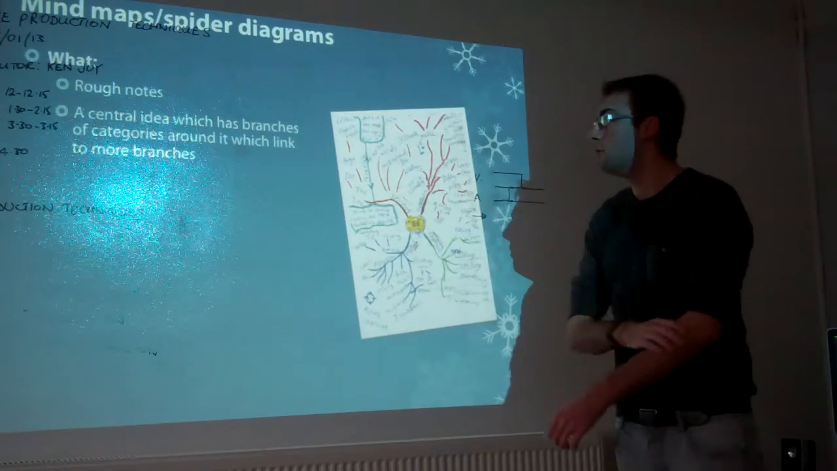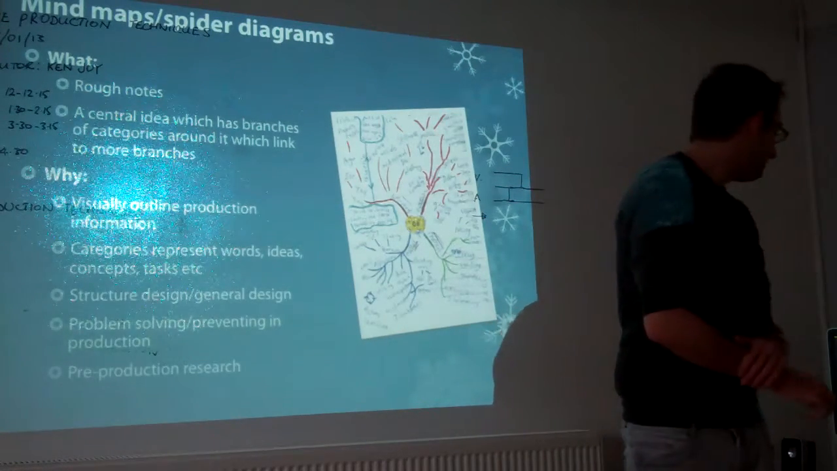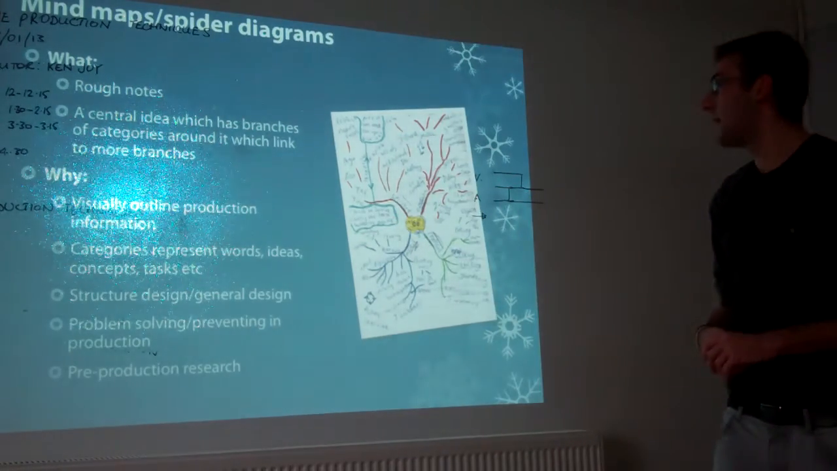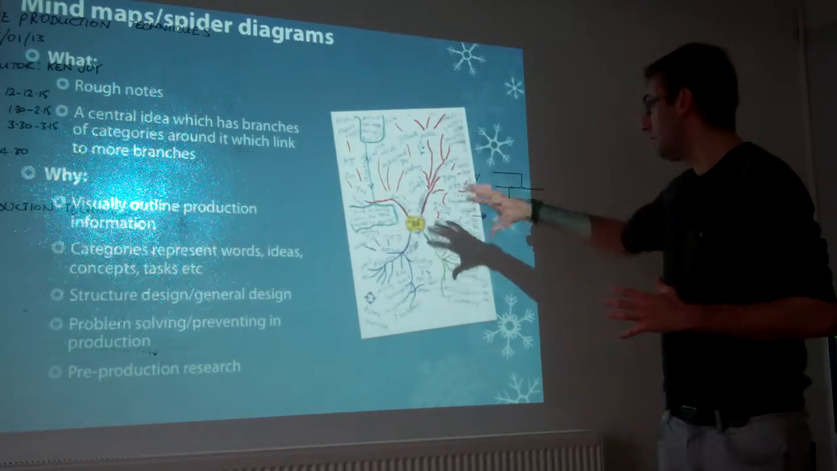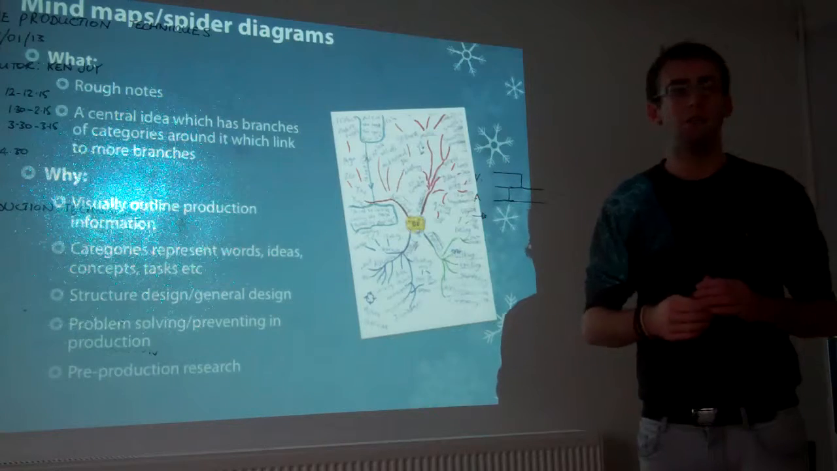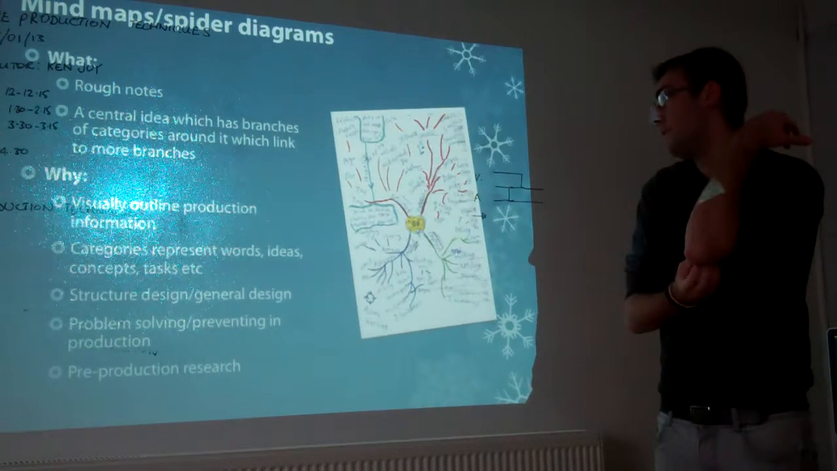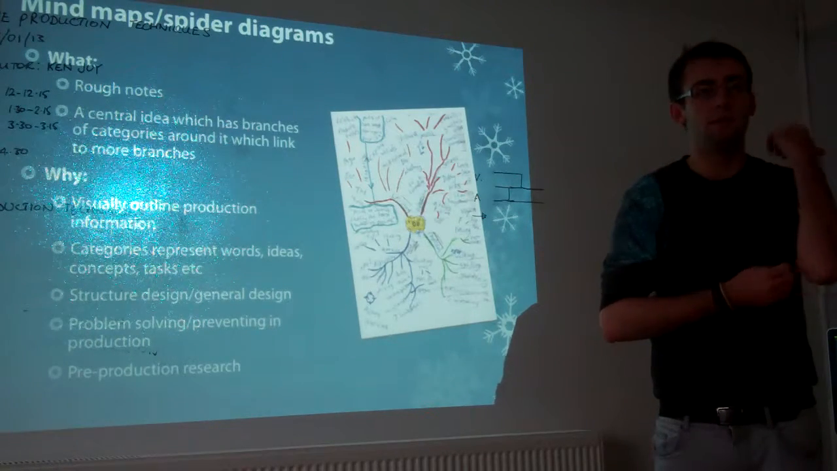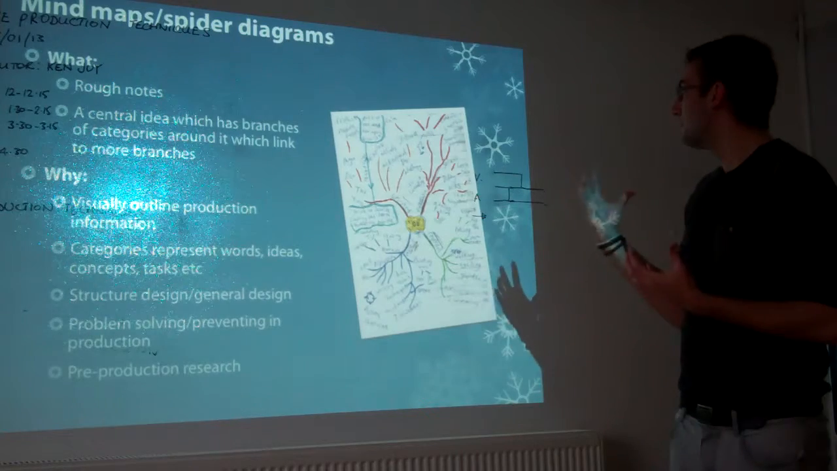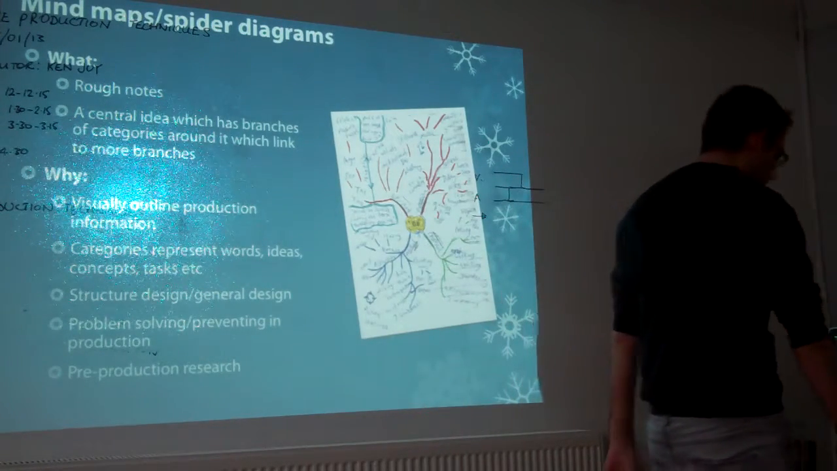And it's a way of grouping information, and it's used because you can outline production information, you can show structures and general design ideas. It allows you to come up with problems that could arise when you get into production, which is preventing the problems as well. And it's also a good way of researching concepts and different things as well. And it gives you a good way of visualising your whole concept.